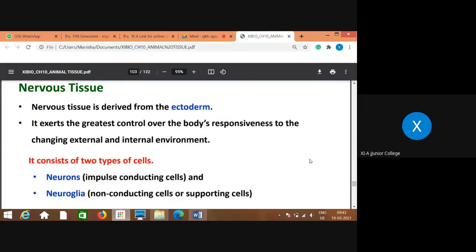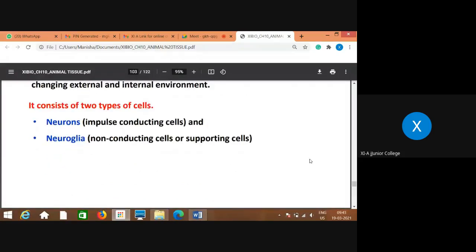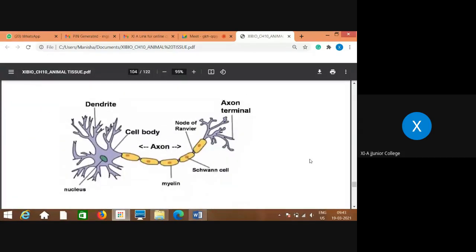It consists of two types of cells, neurons and neuroglia. Neurons are the impulse conducting cells, whereas neuroglia are non-conducting cells, or they are called supporting cells. So the main impulsive cells are neurons, and neuroglia are non-conductive cells, but they are called supporting cells. Now we'll study the structure of this neuron.